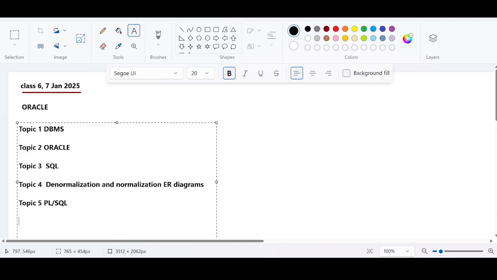What is the last one? Dynamic SQL. 6. Dynamic SQL. So there are many subsets. There will be many number of subsets or subtopics under each and every topic. Let us see about Oracle.